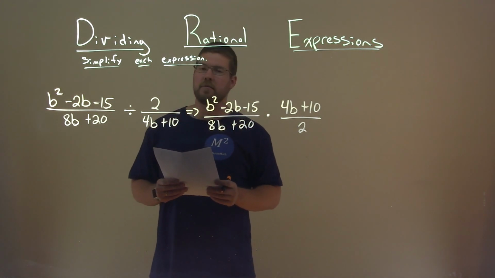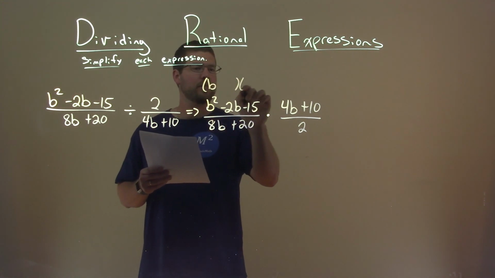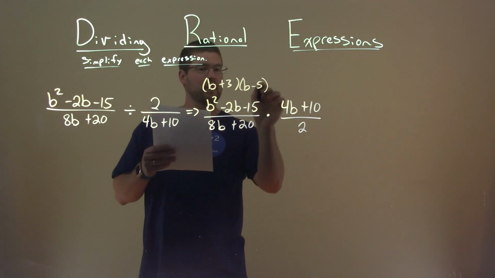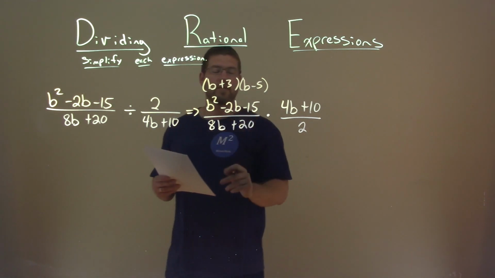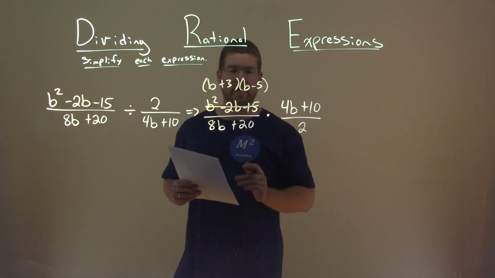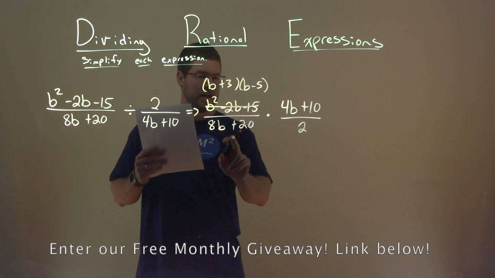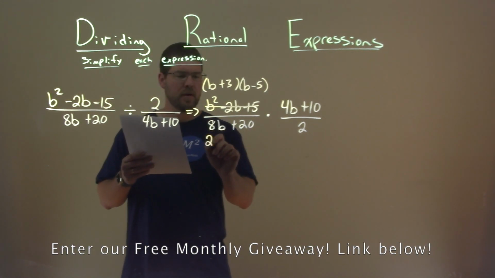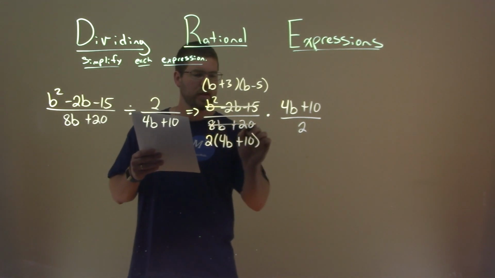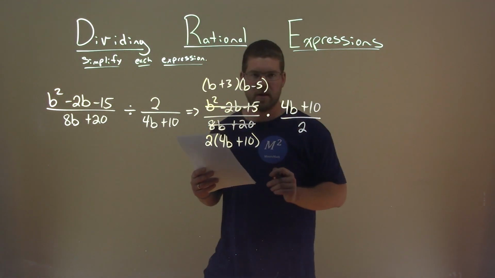But before we do that, I need to factor some. B squared minus 2b minus 15 does factor. What does it factor into? Well, it's a b plus 3 and a b minus 5. 3 times negative 5 is negative 15, but we add them and we get negative 2. So we replace this with its factored form. Now down in the denominator here, I'm kind of planning ahead of time. I know if I pull out a 2, I'm left with a 4b plus 10 here. So I'll replace that here with 2 times 4b plus 10. I purposely planned ahead, seeing that there's a 4b plus 10 right there.